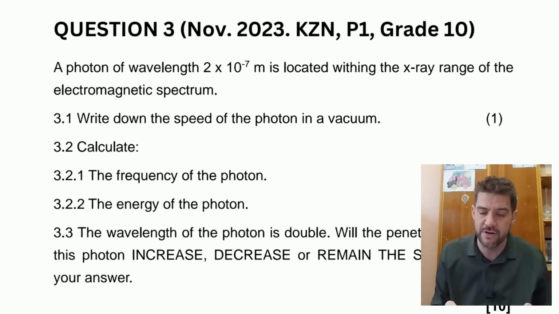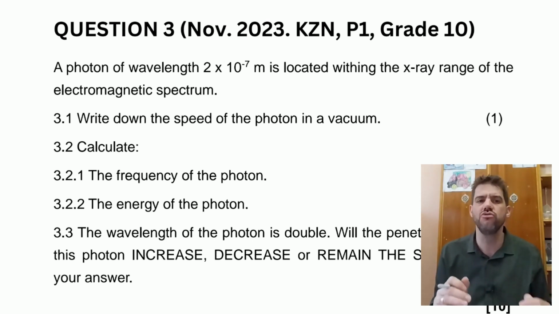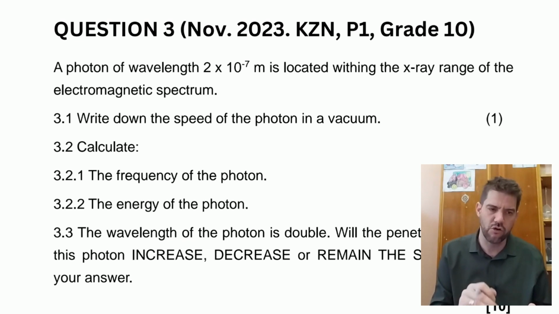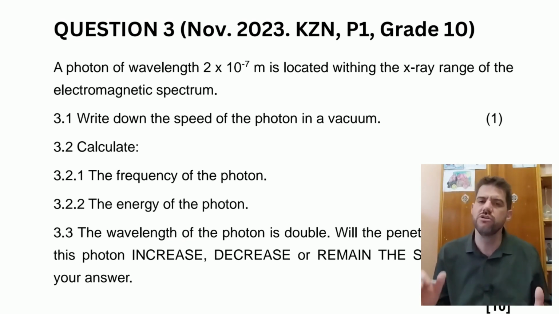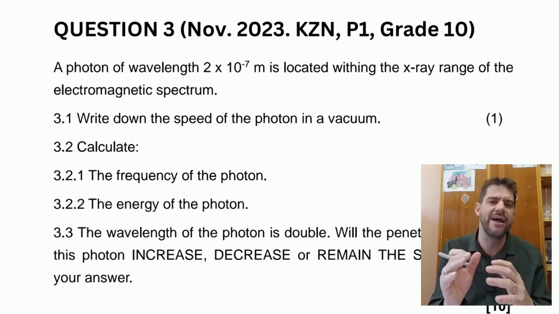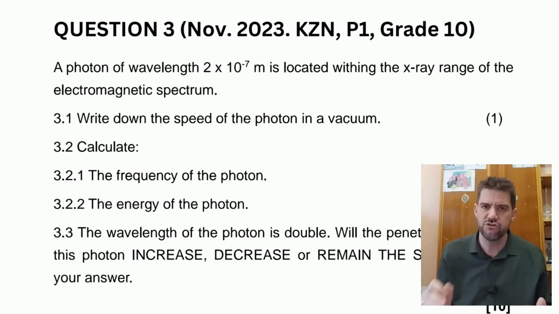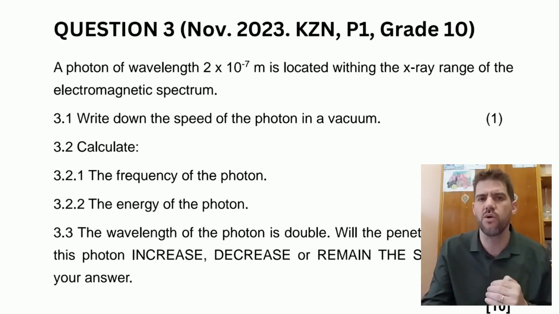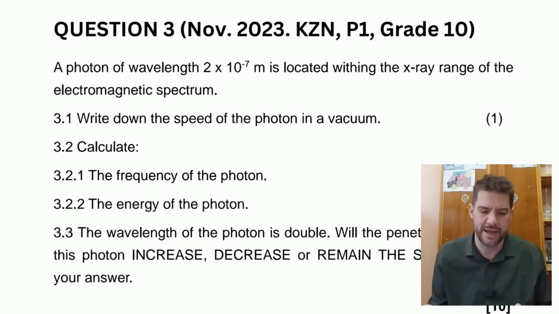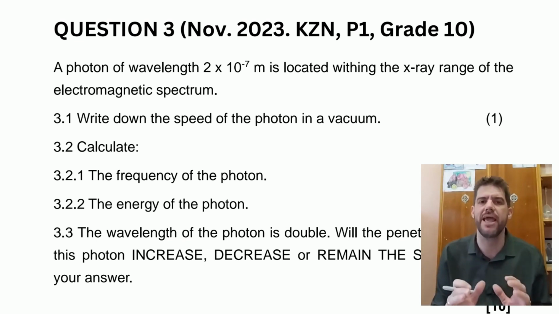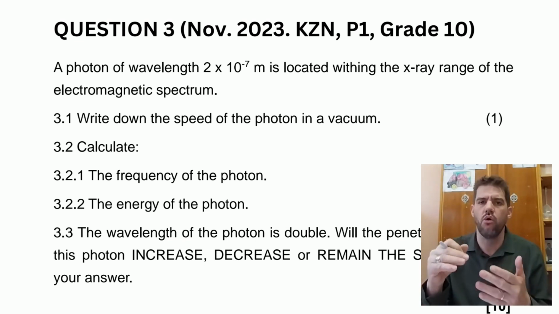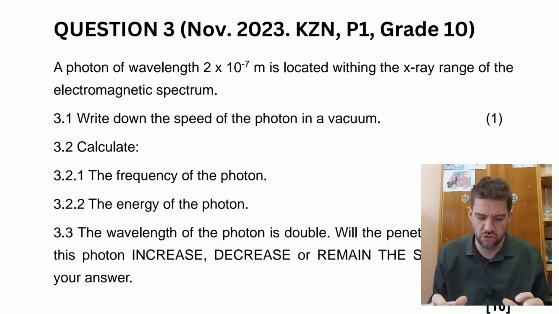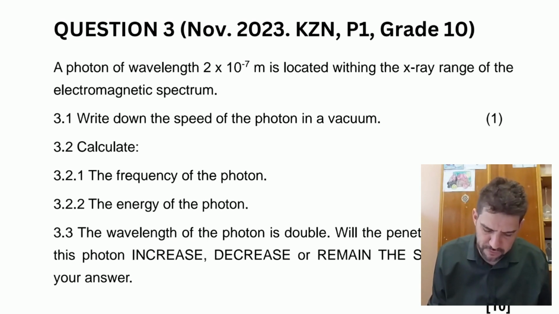You don't have to memorize the numbers in there, but you need to be able to organize them according to increasing frequency or increasing wavelength. You need to know that wavelength and frequency are inversely proportional. So as you increase the frequency, the wavelength will decrease, and the other way around. It's important to remember that one. Now, write down the speed of a photon in a vacuum.